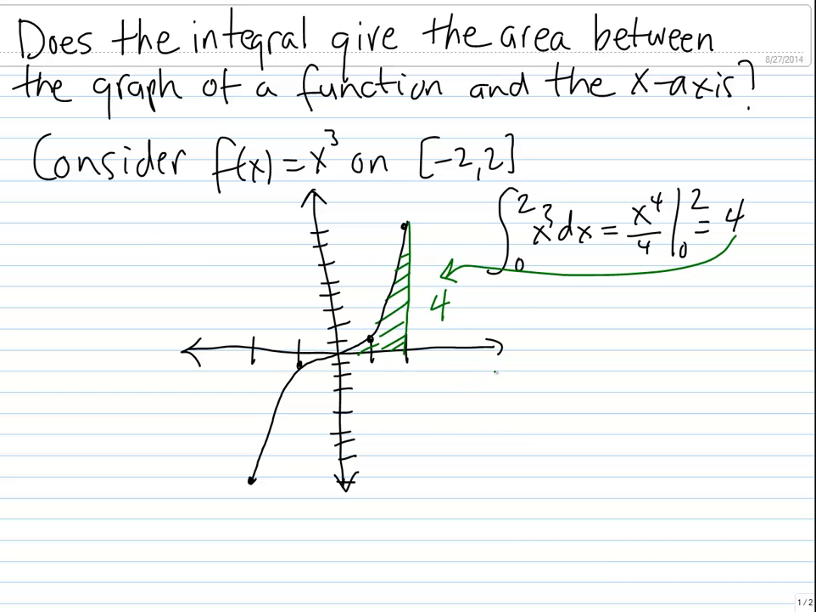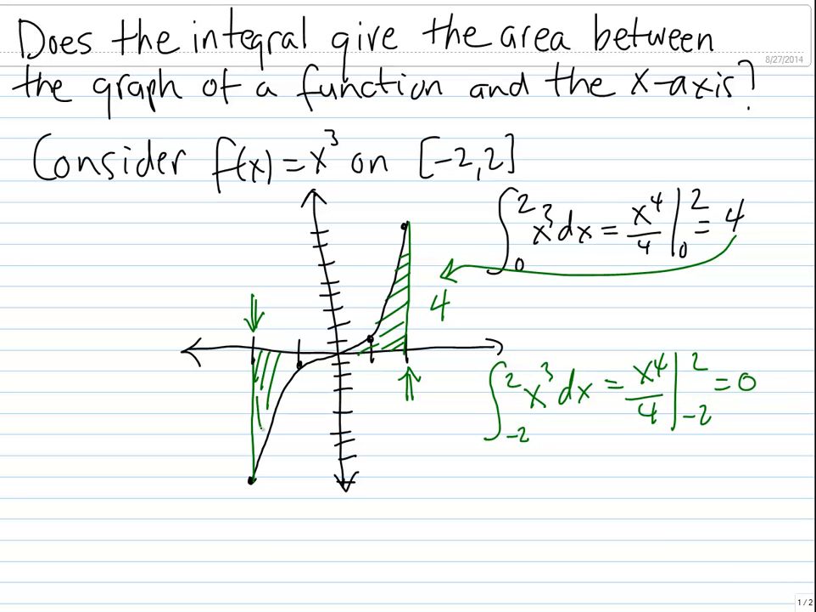Let's consider a different integral. Let's consider the integral from -2 to 2 of x cubed dx. Again, we get x to the 4th over 4, by the way, from -2 to 2. We can show that that's equal to 0. So what this is telling us is that the integral from here to there is equal to 0. Now, if you look at the graph, it's clear that the area, which I've shaded in green, is not equal to 0. Okay.